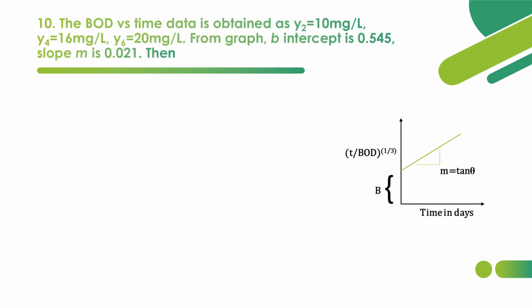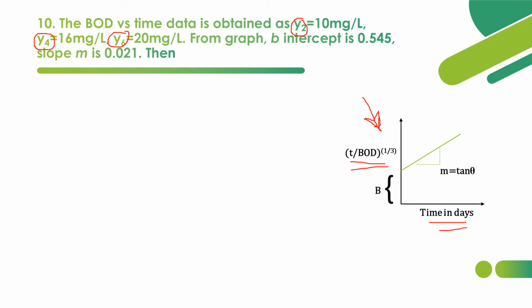The 10th question is based on the BOD versus time graph. It's a new concept for examinations. In the previous examination, it was not asked. BOD versus time data is obtained: Y2 means BOD at 2 days, 10 milligram per liter. At 4 days, it is 16, and at 6 days, it is 20 milligram per liter. So we have to construct a BOD versus time graph using these three data points by using this formula.